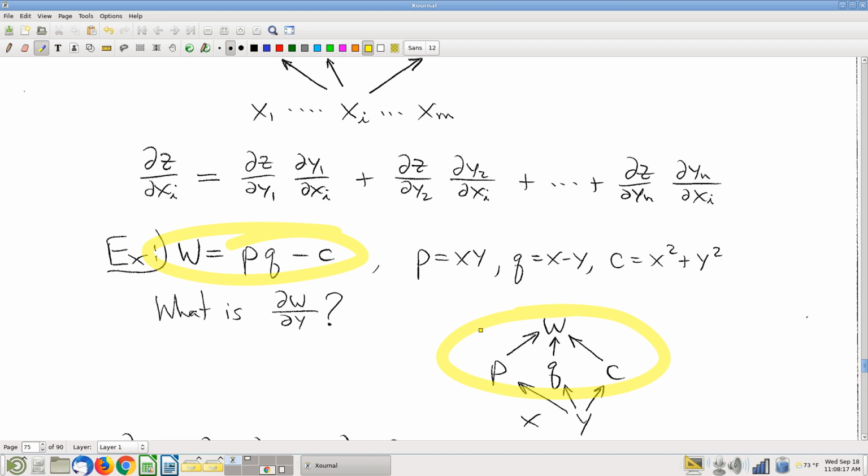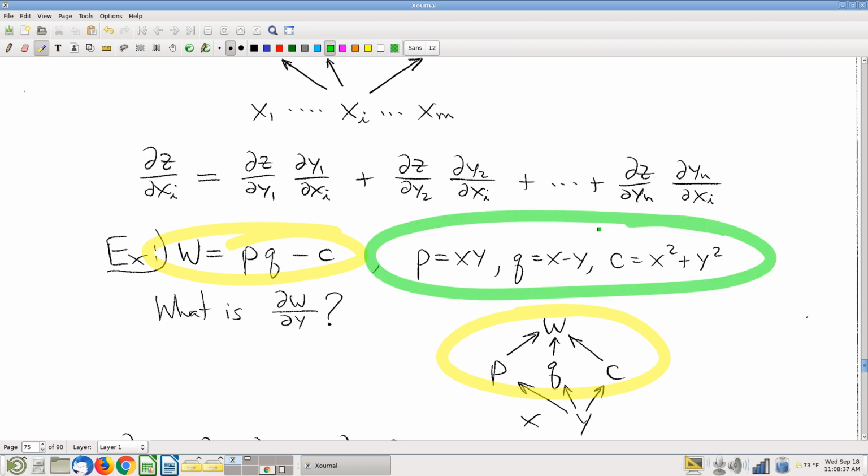I don't want to do this sans diagram. I need the diagram to help me see what's going on and which variables are intermediate variables, and I need a picture, right? So give yourself that picture. Draw this diagram for yourself. W is a function of P, Q, and C. Put that on your diagram. And you can see right here, P, Q, and C are all functions of X and Y. And put that on your diagram. And now we're nice and organized, right?